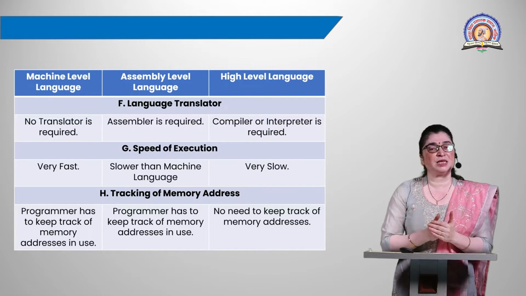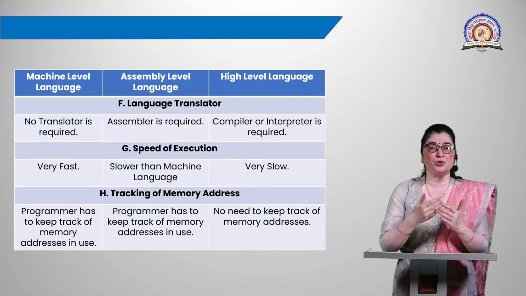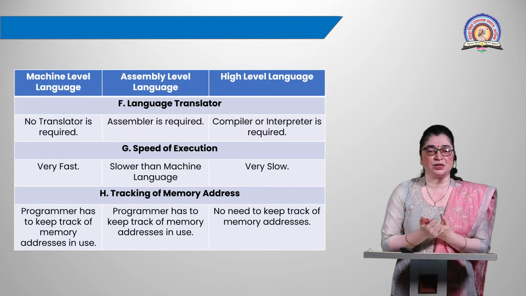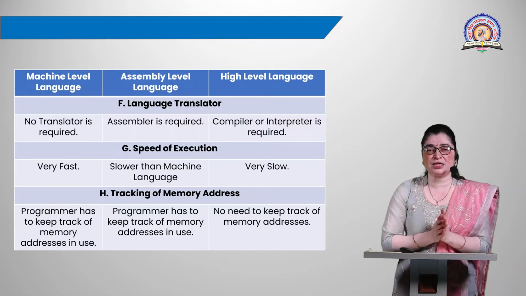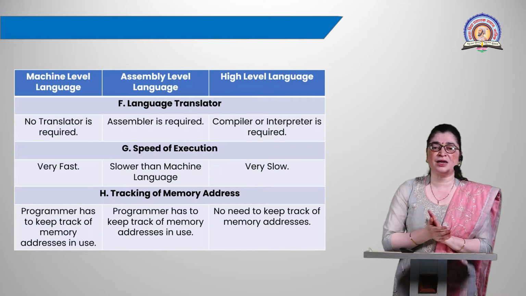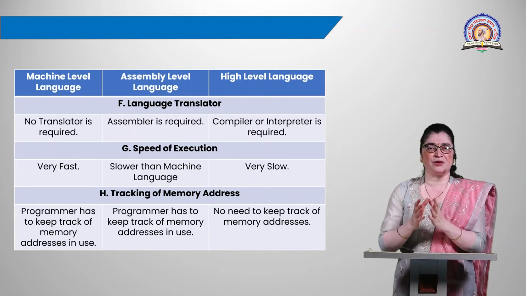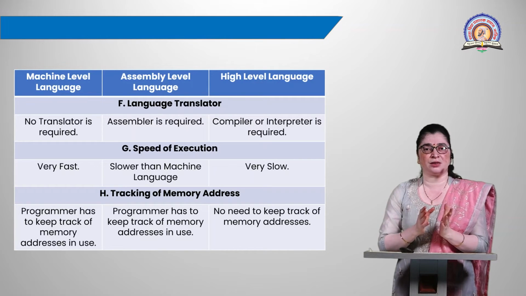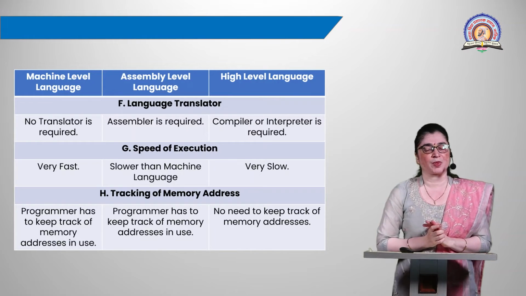But in the case of assembly language, we are using different codes. Those codes have to be converted into binary language, so it requires some time. So the speed of execution in the case of assembly language is slower. And for higher level language, it is again very slow because it is very much related to the human being, our regular day-to-day language. So the speed of execution is very slow.